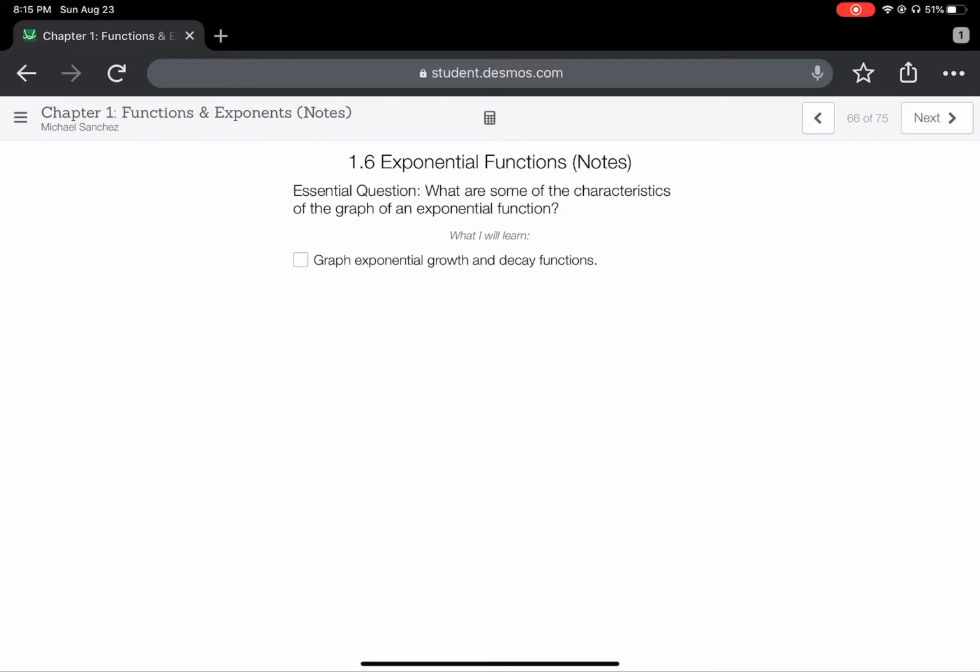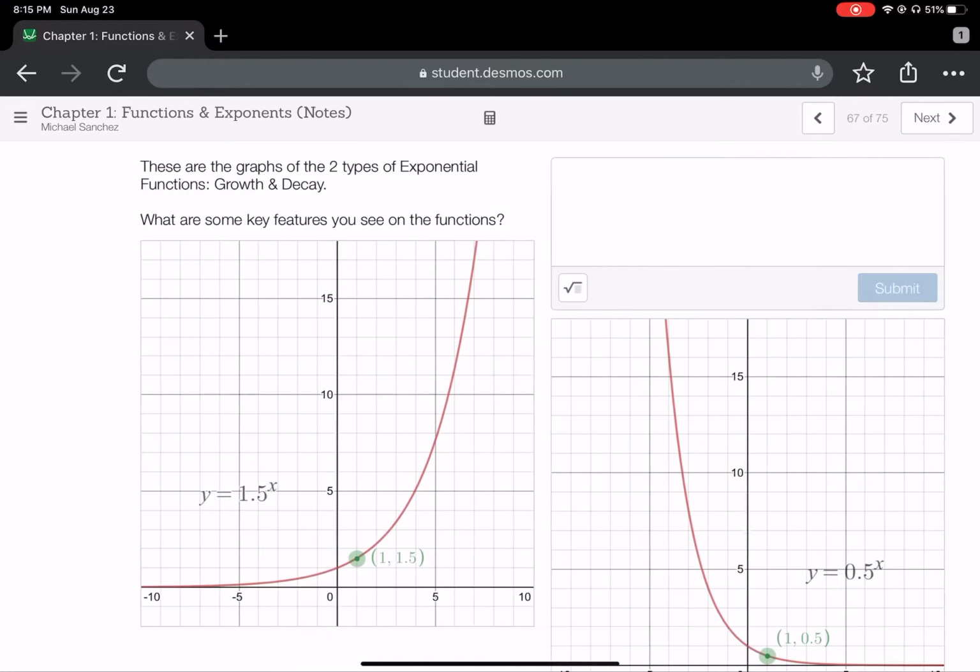Hello and welcome to Chapter 1, Section 6, Exponential Functions. Our essential question for today is: what are some of the characteristics of the graph of an exponential function? What we're going to learn is how to graph exponential growth and decay functions.